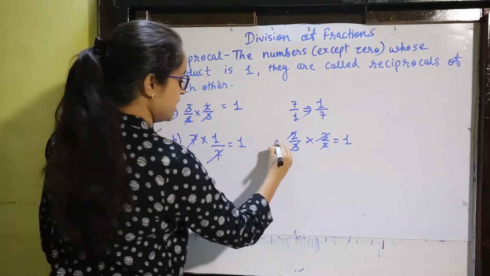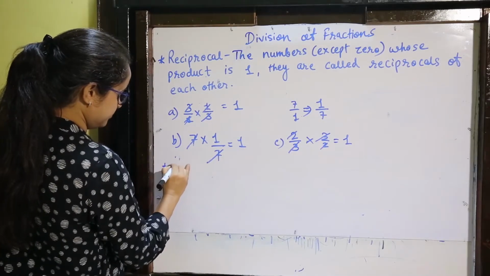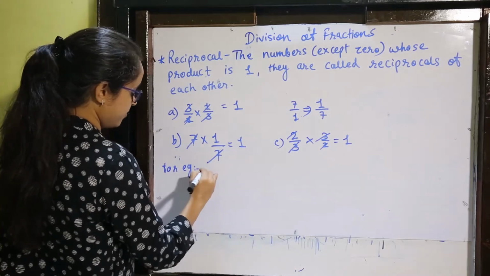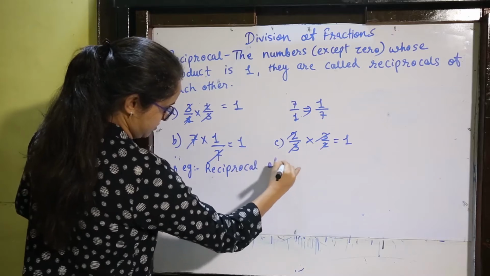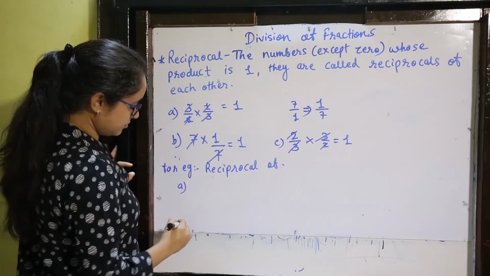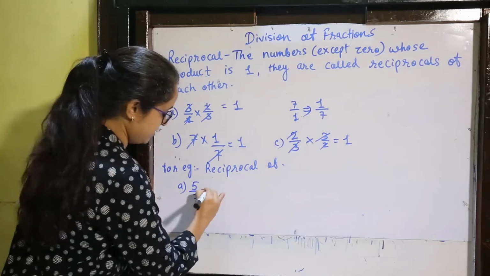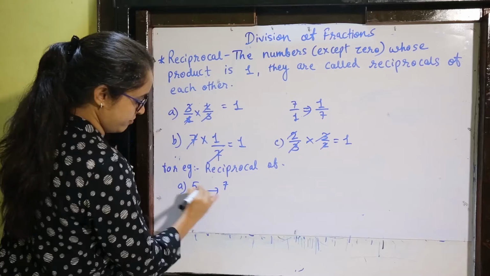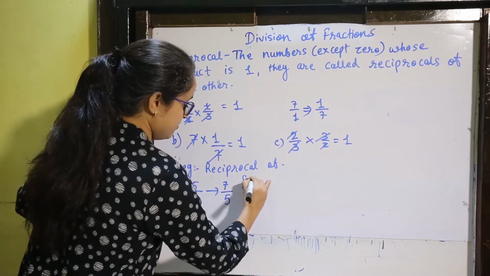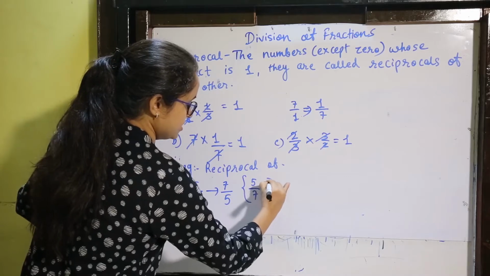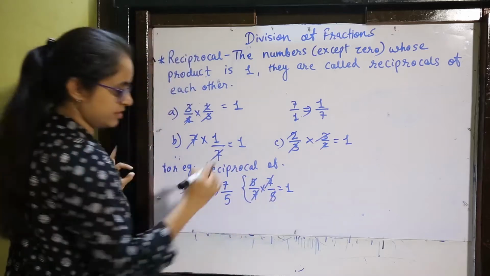I will give you one more example. Write this down, A, B and C. Now I will give you an example: find the reciprocal of A, 5/7. So the reciprocal of 5/7 is to flip it. Take 7 up, take 5 down, 7/5. Why? Write here: 5/7 multiplied by 7/5 is equal to 1 because 7 cuts, 5 cuts.